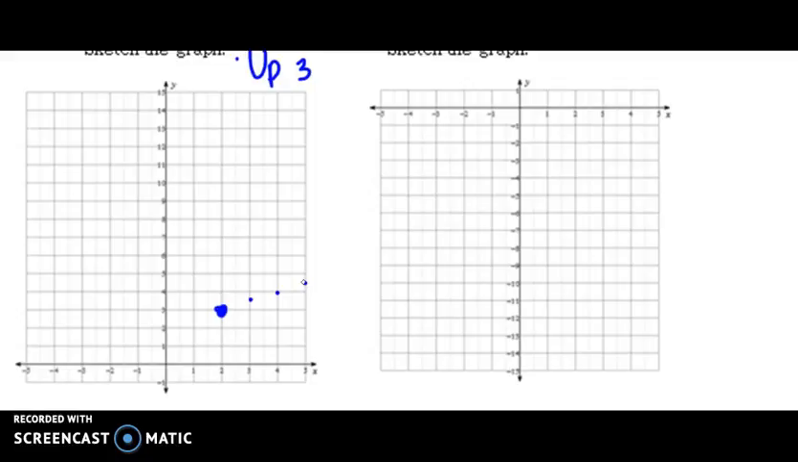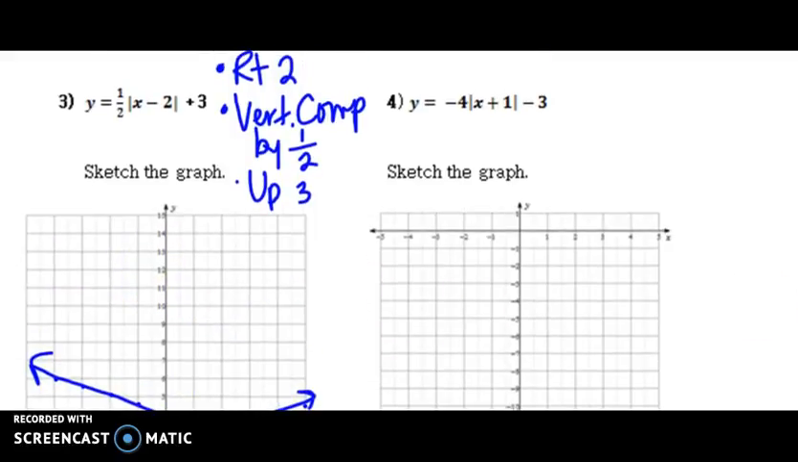So now we need to do the same thing to the left. So over to the left 1, up a half, left 1, up a half. And we're going to keep doing that till we get our points on our graph. And then draw your line so that you have your absolute value graph. Okay, so again, that shows your vertical compression. So it's like somebody pushes on the top of this graph and flattens it out.